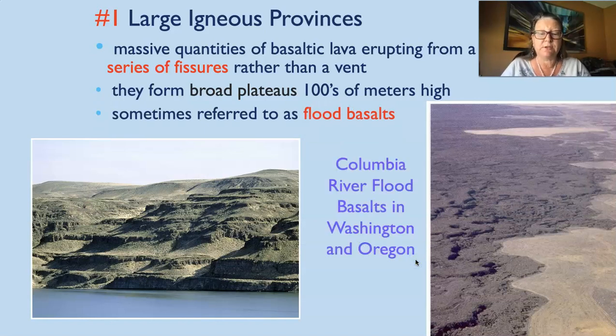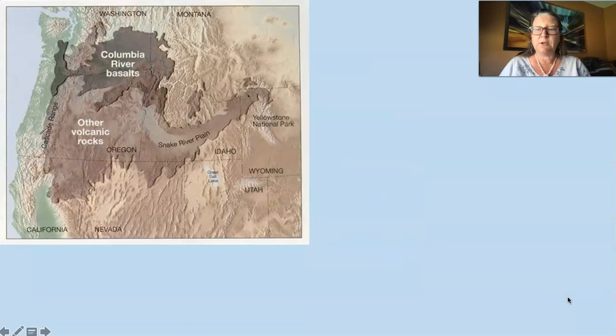Now, these 2 pictures here are from the Columbia River flood basalts in Washington and Oregon. What you see on the left is a series of basalt flows. The oldest is on the bottom. They get younger as you go up. And so these just stacked on top of each other over time. Here's another view of it where you can see the edge of one of the flows, the edge of another flow, etc. So here's a map view of this Columbia River basalt. You can see it spans through the state of Washington, a little bit of Oregon, Montana.